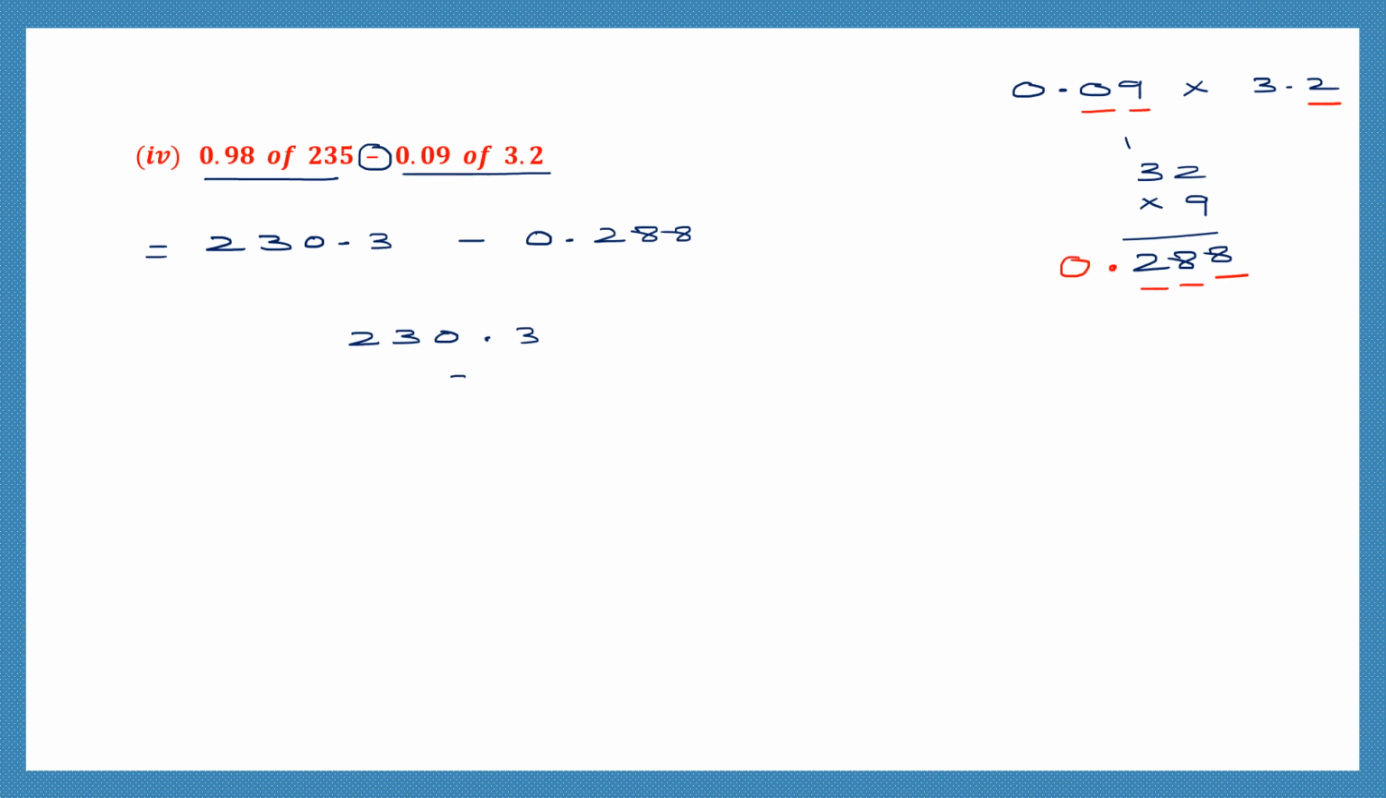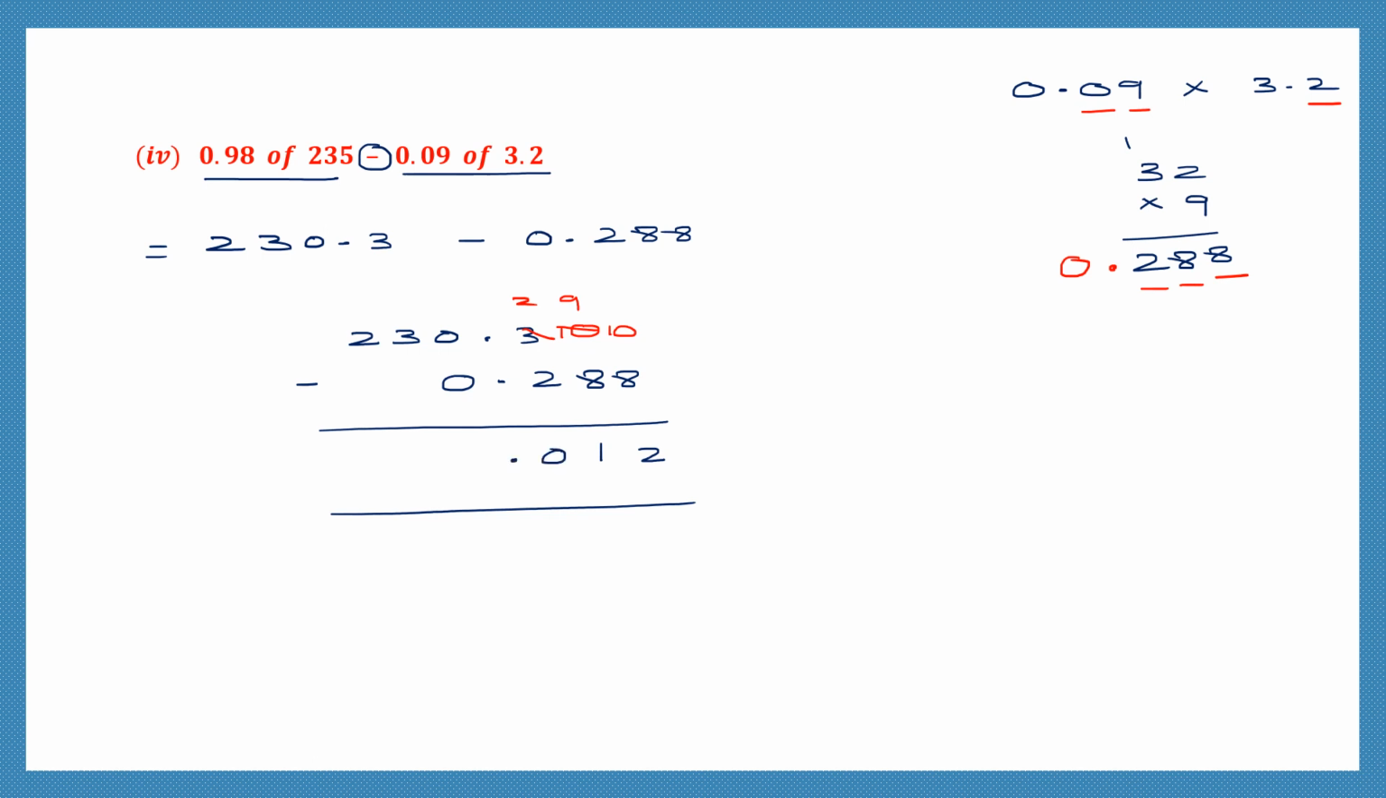230.3 minus 0.288. So when we subtract this, remember we have to make them like decimals by putting the zeros here. Now let's borrow. This is 2, this is 10, it's become 9 and 10. 10 minus 8 is 2, 9 minus 8 is 1, 2 minus 2 is 0, then here we have 0, 3, 2. 230.012.